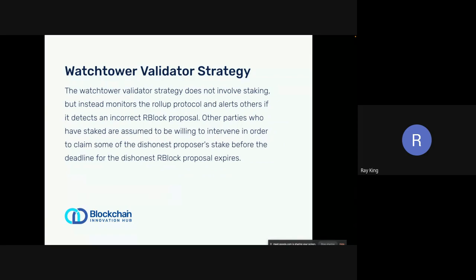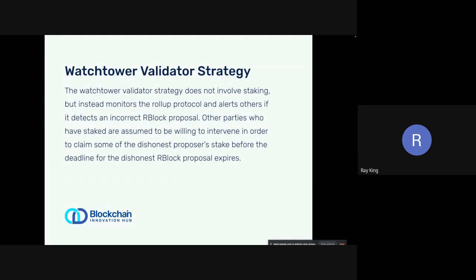What they do practically is that they don't stake, they don't lock up any money. They just monitor. So they monitor the rollup protocol, and then they alert others if it detects an incorrect outbound proposal. Other parties who have staked are assumed to be willing to intervene in order to claim some of the dishonest proposal stake before the deadline for the dishonest outbound proposal expires.